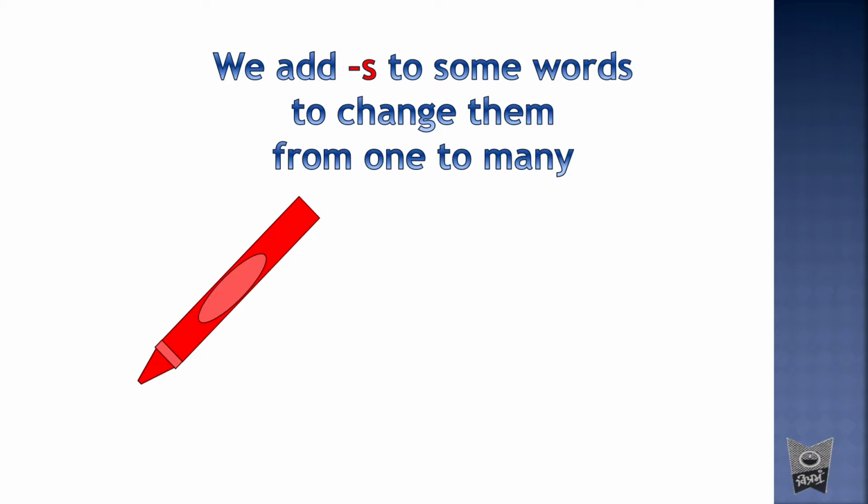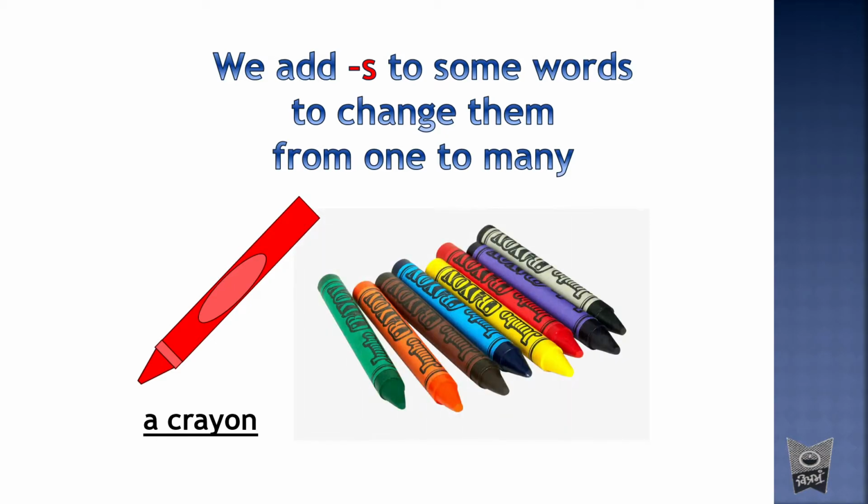Like for example, how many crayons are there? Only one. So what is the spelling? Crayon. A crayon. A means one. Why do we say a? A means one. A crayon means one crayon. And these are many crayons. So what do we say? Many crayons. The spelling is the same.